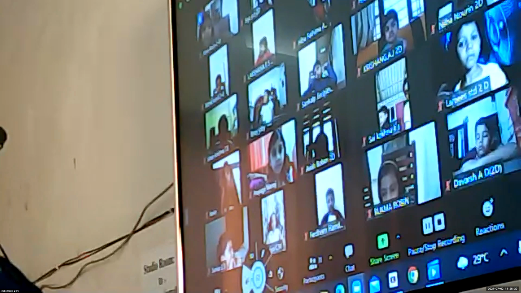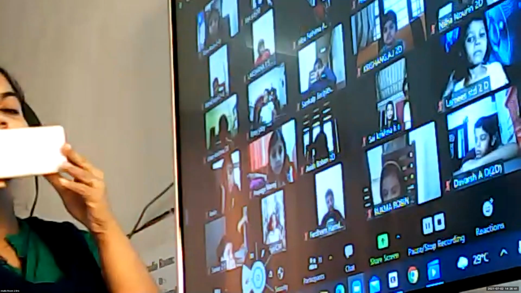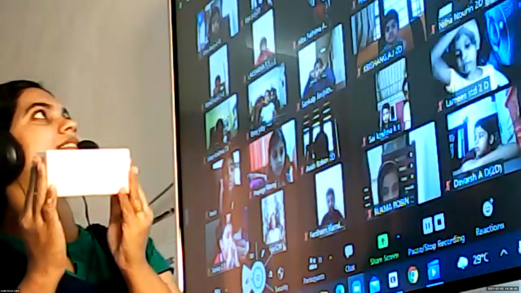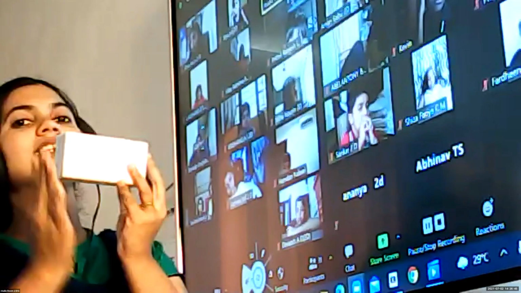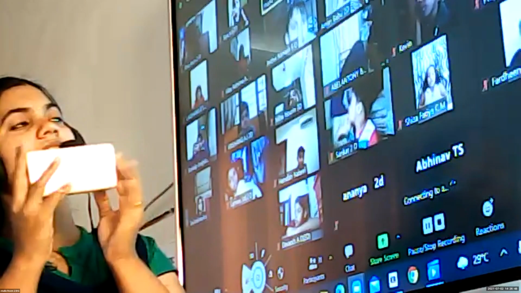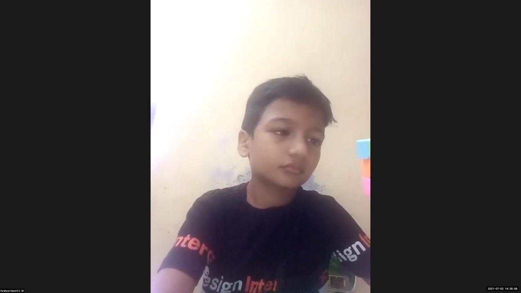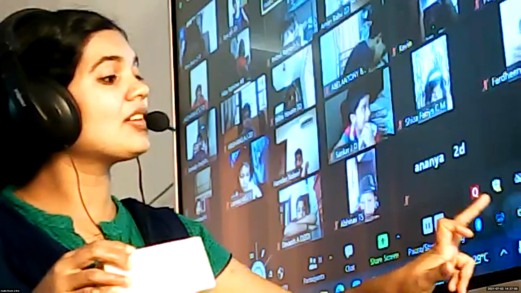So for a cuboid, all the faces are in what shape? Faces? Rectangle. Rectangle shape. Okay.